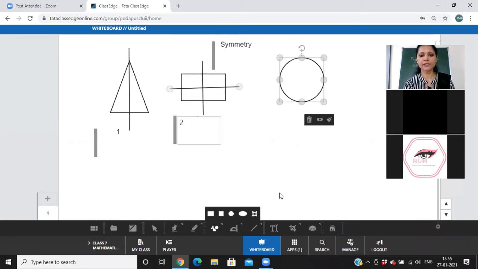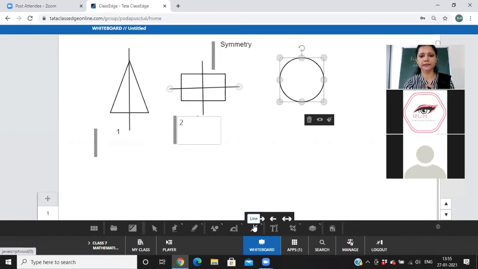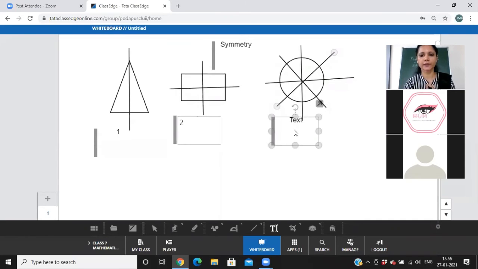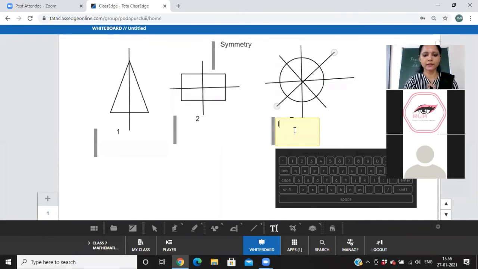Next, we'll take up a circle. How many lines of symmetry does a circle have? Infinite lines of symmetry. So you can draw as many lines as you want. I will draw a vertical line, a horizontal line, and infinitely many lines, dividing this circle into equal halves. Next, write down underneath that it has infinite lines of symmetry.